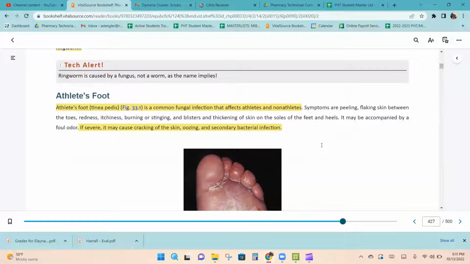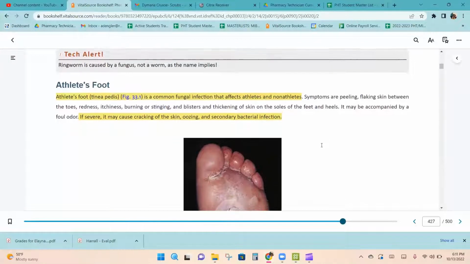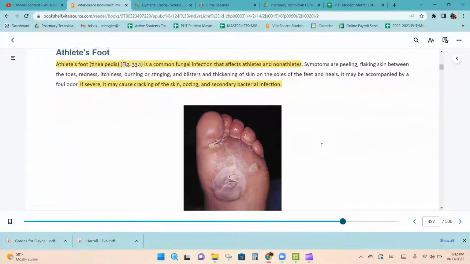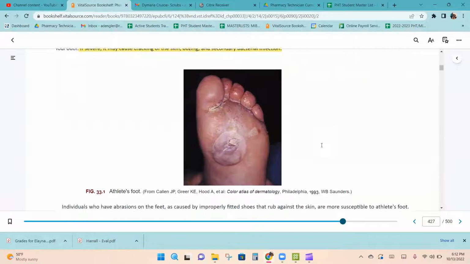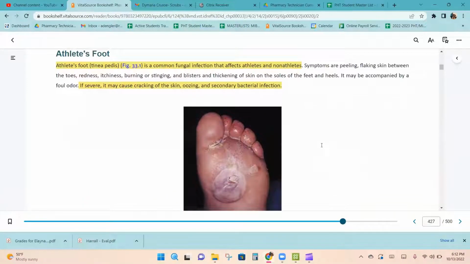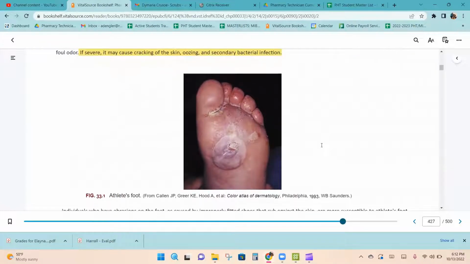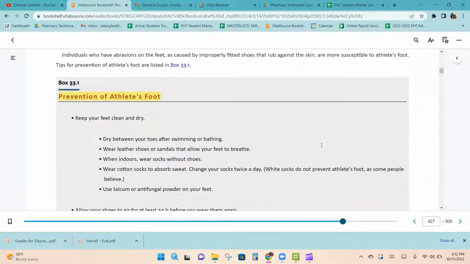Athlete's foot, tinea pedis, is a common fungal infection that affects athletes and non-athletes. So some of the symptoms can be peeling, flaking between the toes, redness, itching, burning, or stinging. And there is figure 33.1, an athlete's foot. That looks very painful. If severe, it may cause cracking of the skin, oozing, and secondary bacterial infections.